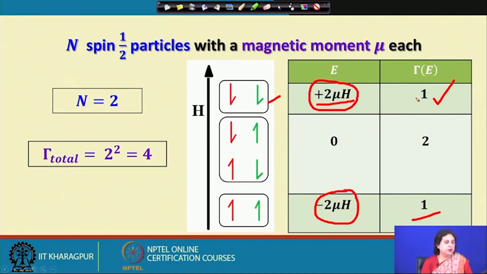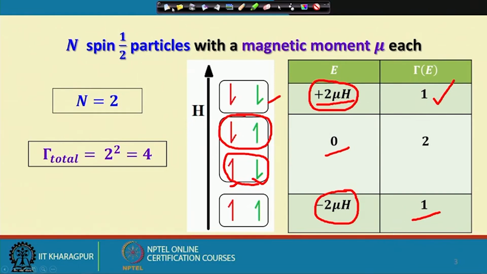Now consider the case where one spin is up and one spin is down. Therefore, while the up spin gives you a contribution of minus mu h to the overall energy, the down spin gives you a plus mu h contribution to the overall energy. As a result, the net energy corresponding to this microscopic state is going to be equal to 0. Now, if that happens, we can also argue that there is another microscopic state that can give the same energy, where particle 1 is having a down spin and particle 2 is having an up spin.